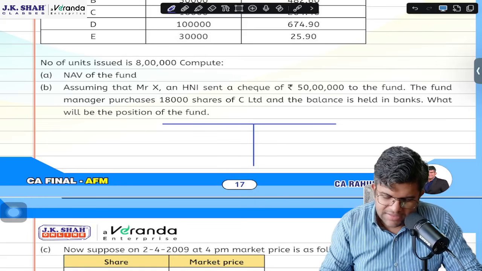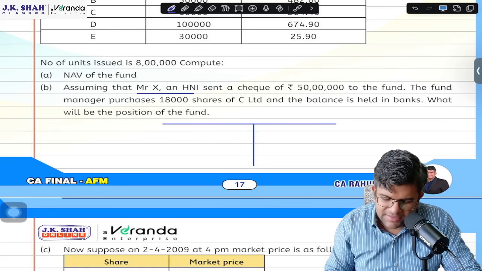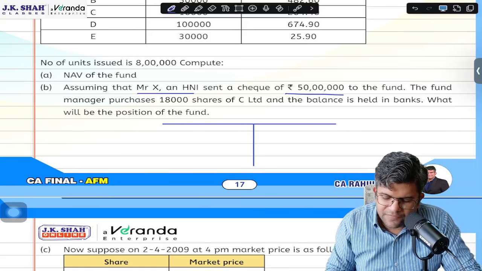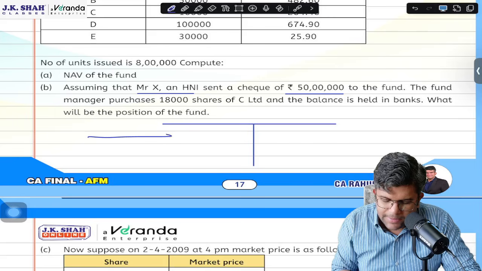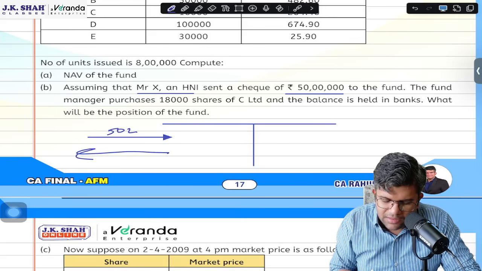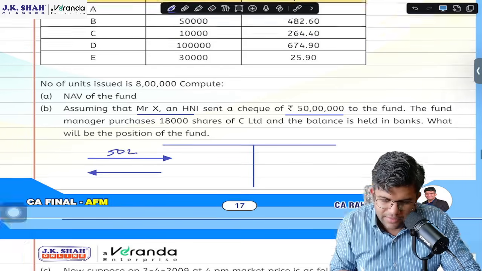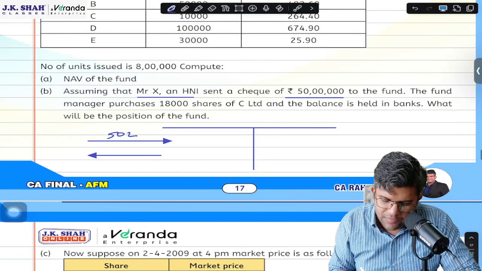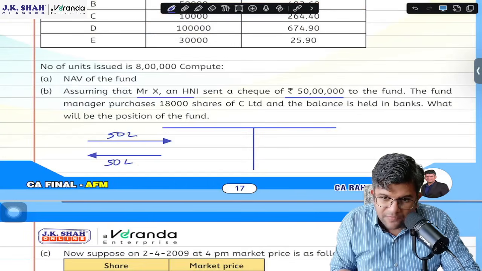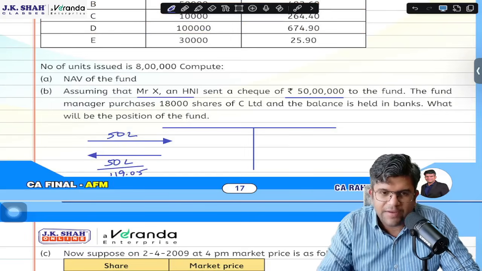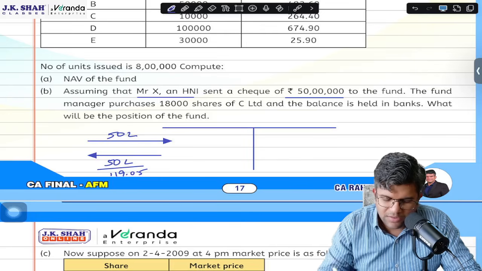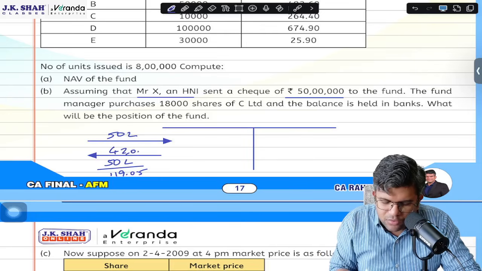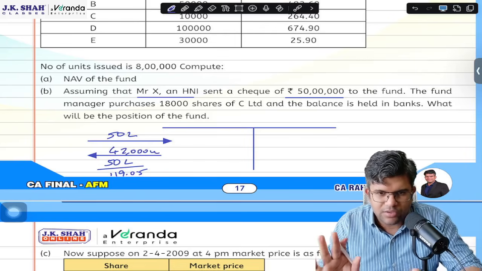So there is an HNI called Mr. X. He sends 50 lakh to the fund. Can I say the mutual fund will have to issue some units to him? Can you tell me how many units? It will be 50 lakh divided by, just now you calculated, 119.05. I hope everyone is able to understand. Yes, 42,000 units will be issued to this particular Mr. X.